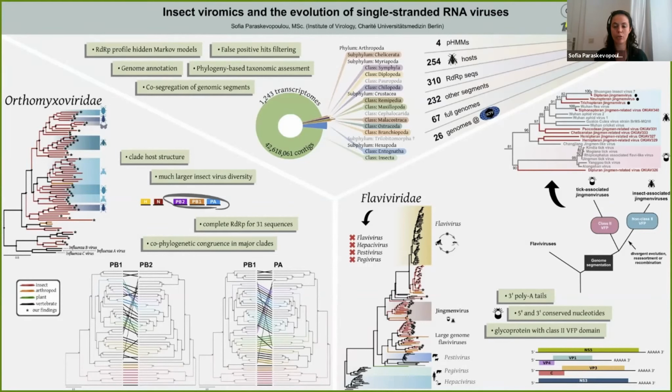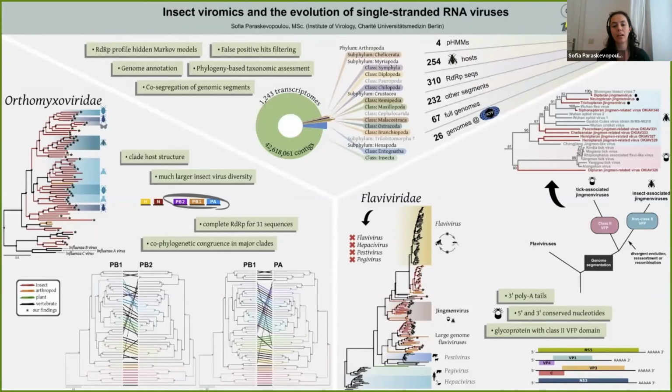We used profile hidden Markov models built on RdRp alignments for virus sequence detection and inferred phylogenetic trees focusing on current virus taxonomy. For viruses with segmented genomes, we searched for additional segments and inferred co-phylogenetic trees. The Orthomyxoviridae family, on the left, known for containing influenza viruses, which you can see at the bottom, showed a much larger insect virus diversity than previously thought, and we see that a clade structure emerges according to the insect hosts. We detected all 3 RdRp segments in 31 cases, and co-phylogeny inferences showed congruence between segments in major clades.